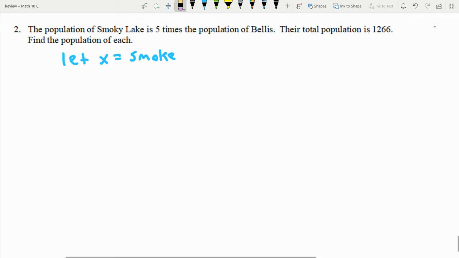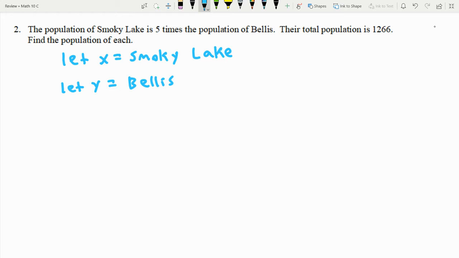Oops, there's no E here. Okay. And then I can let Y equal Bellis. Okay. So I guess I can write more. The population of Smoky Lake is 5 times the population of Bellis. So let's let X equal Smoky Lake population. I'll even write some more. And then let Y equal Bellis population.